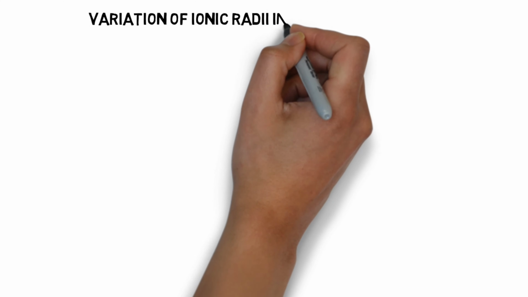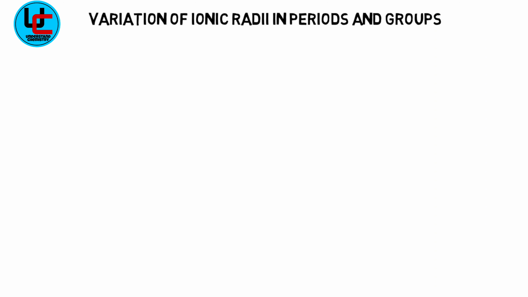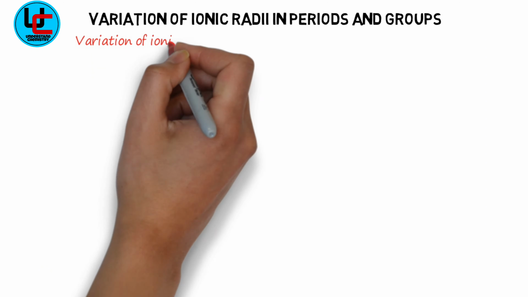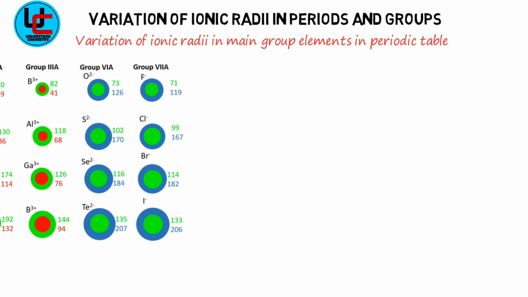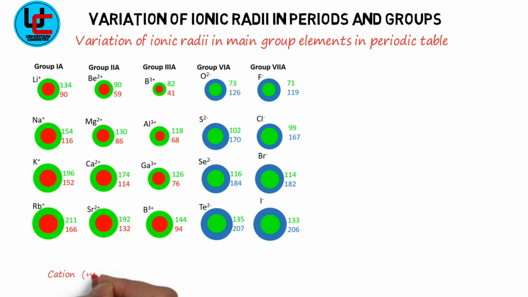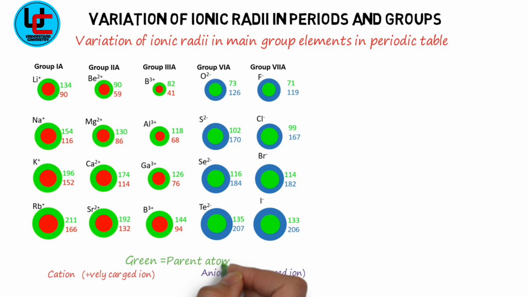Now I will show you the variation of ionic radii in period and groups. Let us consider the ionic radii of main group elements. In this figure, the radius of cation, that is positively charged ion, and anion, that is negatively charged ion, are given along with the size of the parent atom. The size or radius of the parent atom is shown in green, while that of cation and anion are shown in red and blue respectively.